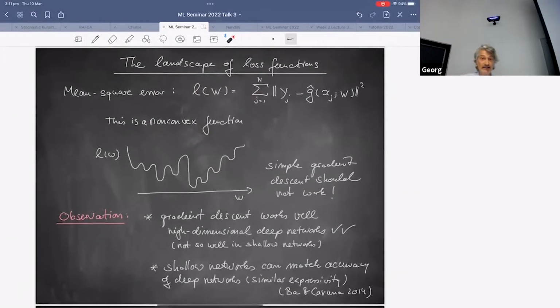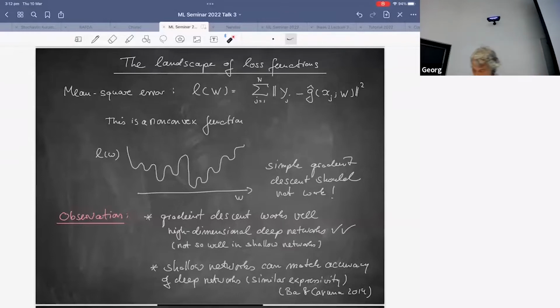And let's look at the landscape of loss functions. So here we have a typical loss function, mean squared error. So y_i is supposed to be approximated by our function g hat, and we want to find the w's. So this is a non-convex function typically for the weights w. And so there's going to be lots of minima, maxima, saddle points, and all that. So simple gradient descent should not work. You should get stuck somewhere here and would not find the optimal minimum. So that's bad.